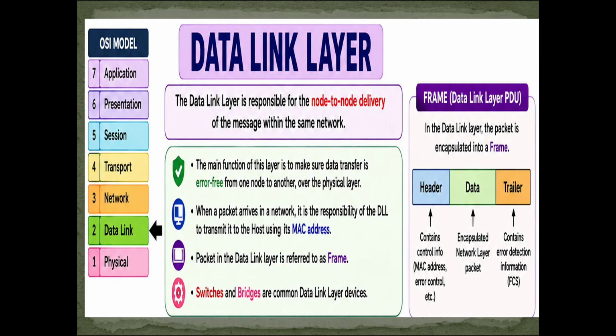In the data link layer, the packet received from the network layer is encapsulated into a frame, and it will add a header at the front and a trailer at the back. The header contains control information like the MAC address and error control information. In the trailer, it adds error detection information.